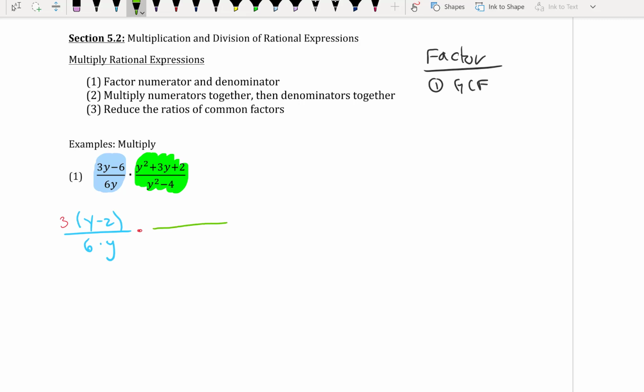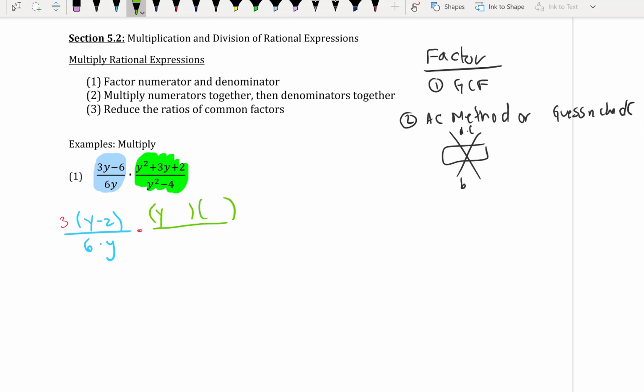Now, I am going to be multiplying this second fraction. With the second fraction, you can definitely do the AC method, or you can do the guess and check. For this one, I'm going to go ahead and do my guess and check for my numerator. I know that y times y is y squared. If I have 2, the only way to multiply two numbers to get 2 is 2 times 1. And if they're both added, then it adds up to 3.